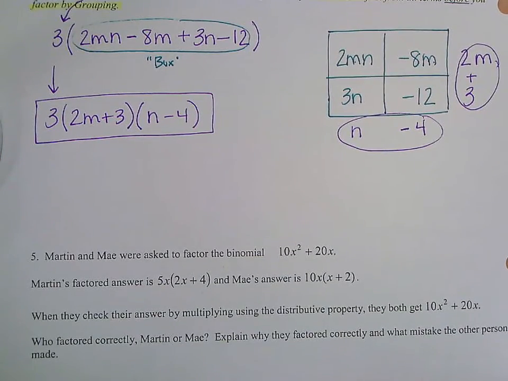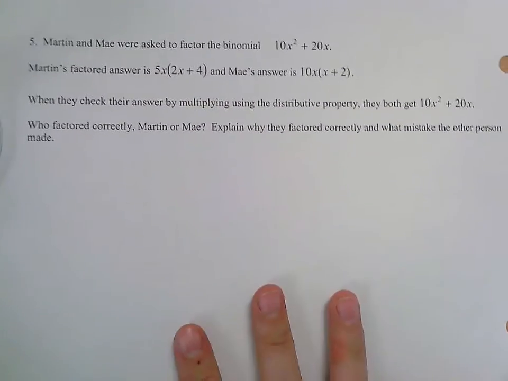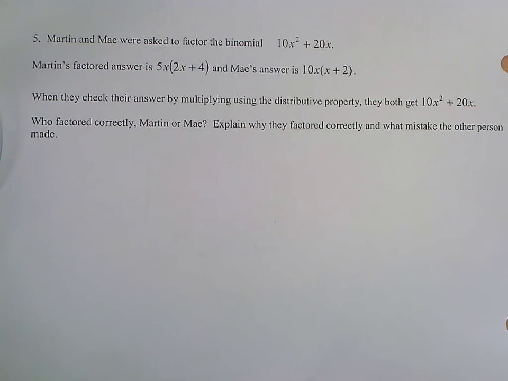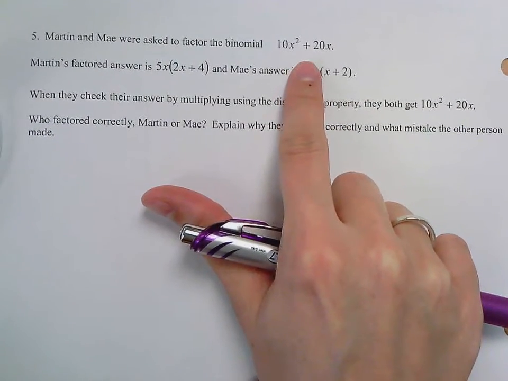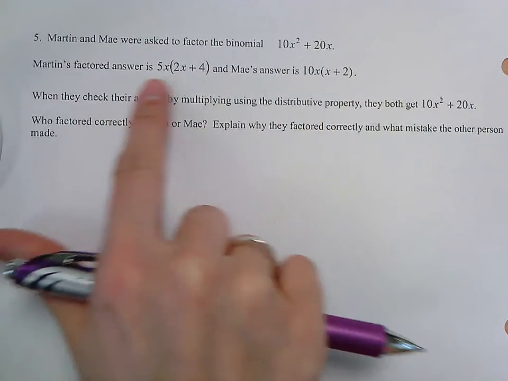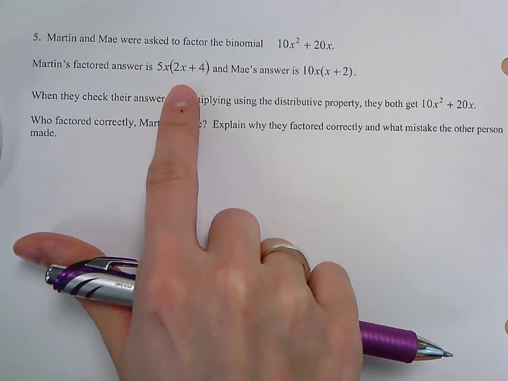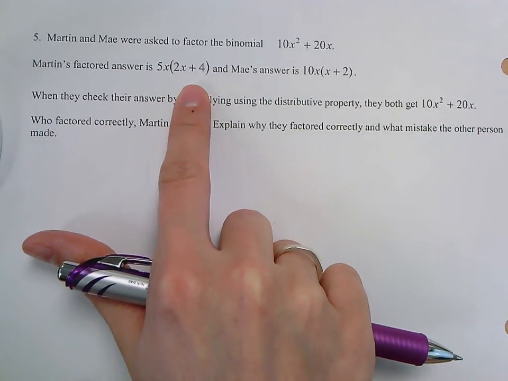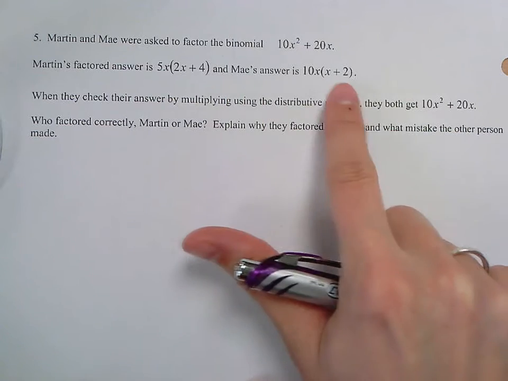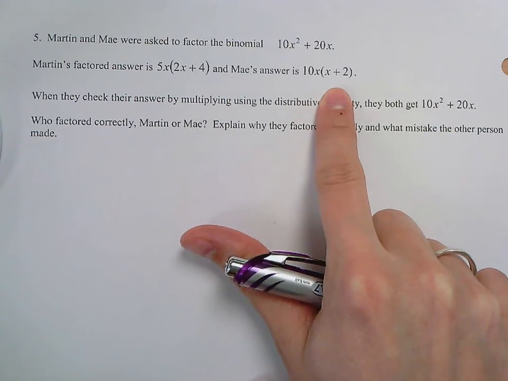Last question is, again, just a written response. 1 sentence is all you need, but it's making sure you understand what we're talking about. So it says, Martin and May, I need it quiet, please. Martin and May were asked to factor the binomial. They're factoring 10x squared plus 20x. This is Martin's factored answer, 5x times 2x plus 4. May's answer is 10x times x plus 2.